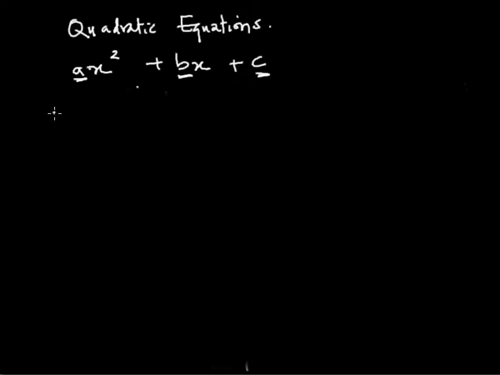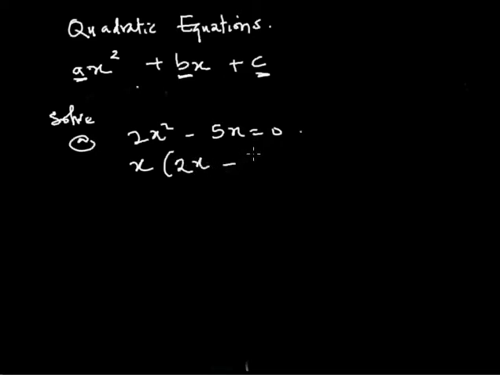Take, for instance, we have an equation that says solve 2x squared minus 5x is equal to 0. What is expected of us is to find the common factor. We have x(2x minus 5) is equal to 0.